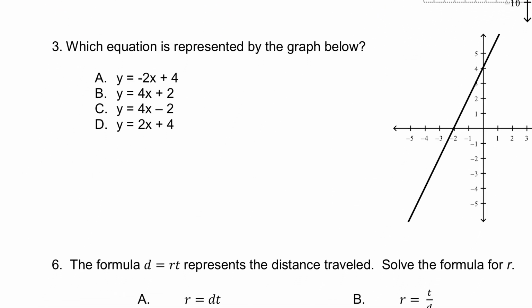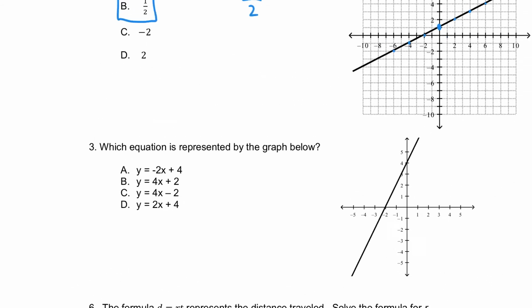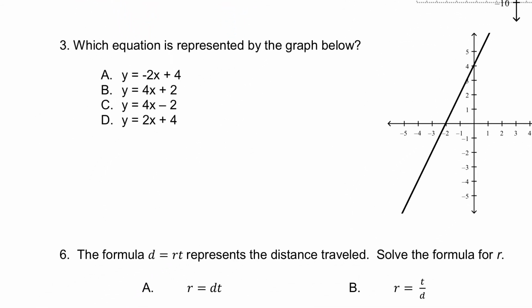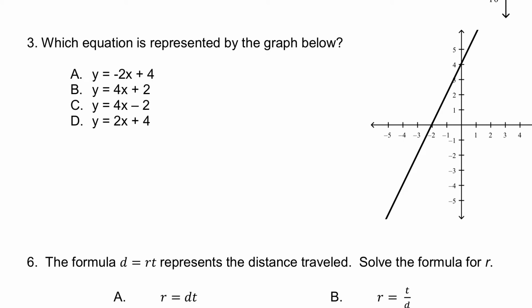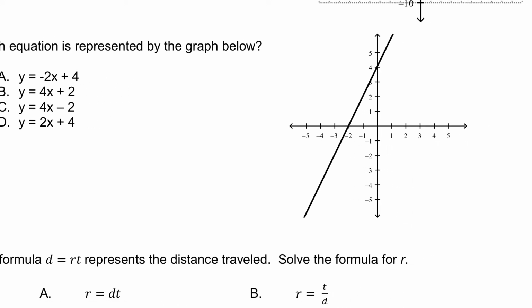Okay, all right, how about number 3? Just kidding. Number 5, that's a typo. All right, which equation is represented by the graph below? Again, we just got a slope-intercept here. So our intercept here is 4. So I'm going to build this. So y is equal to something plus 4, and then we just need the slope.